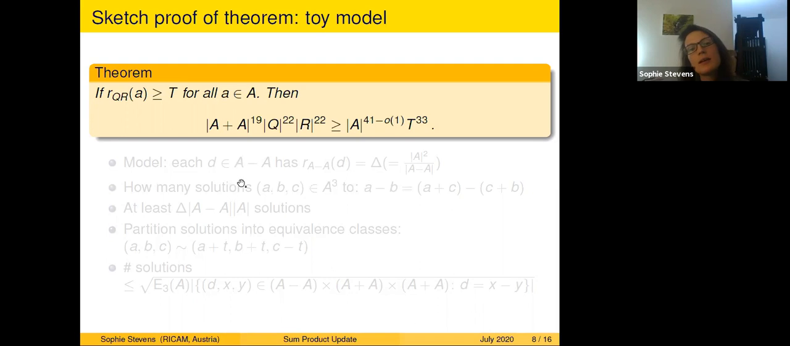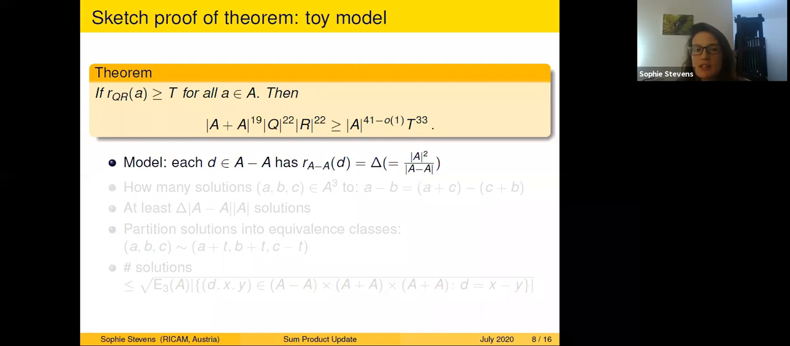So firstly, let's look at the difference set, A minus A. And let's suppose that every element of our difference set can be written as A minus A the same number of times. So every D can be written as A minus A exactly delta times. It's a model, why not? If this were true, then delta would turn out to be |A| squared over |A minus A|.